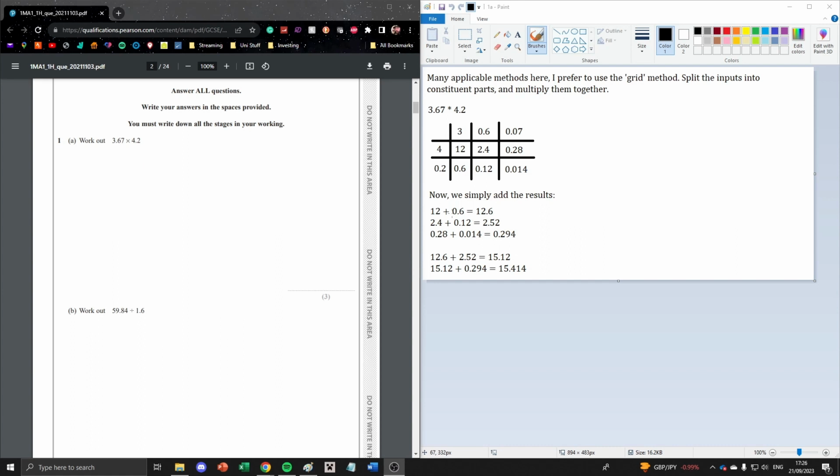So 12 and 0.6 gets us 12.6. 2.4 and 0.12 gets us 2.52. And 0.28 plus 0.014 gives us 0.294. We can then add 12.6 to 2.52 to get 15.12. And to 15.12 we'll add the last bit on the end, 0.294, to get our answer of 15.414.